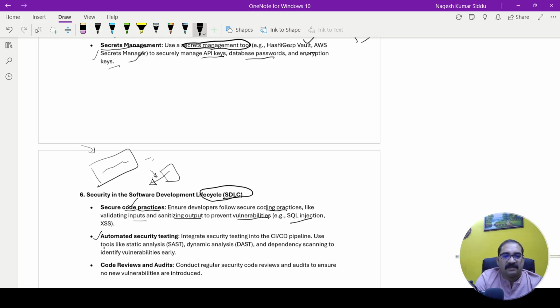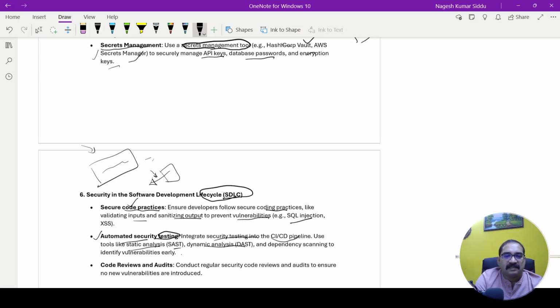Now, automated security testing. So this is what I was mentioning in the beginning, that the testing should include some automated security tests. Integrate security testing into the CI/CD pipeline. Use tools like static analysis and dynamic analysis and dependency scanning to identify vulnerabilities early.